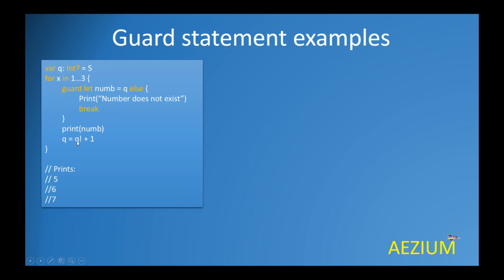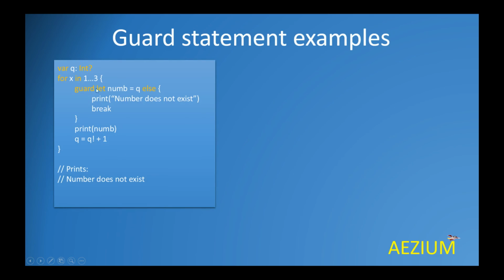Because q is an optional, we have to unwrap it in order to update it. So this is what we're doing. We update q by incrementing it by 1, so the new value of q will be equal to 6. We go round the loop one more time. q is still equal to a non-nil value. So num is again assigned, and the code beneath the guard statement is executed, and we repeat this. So the output of this will be 5, 6 and 7.